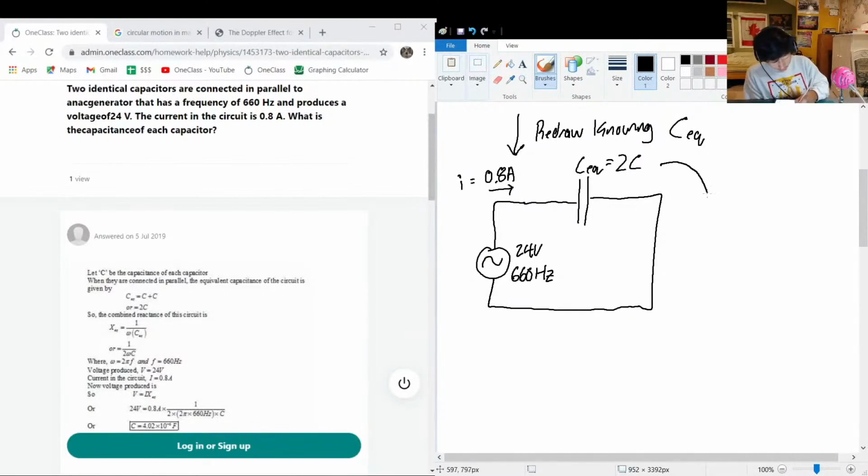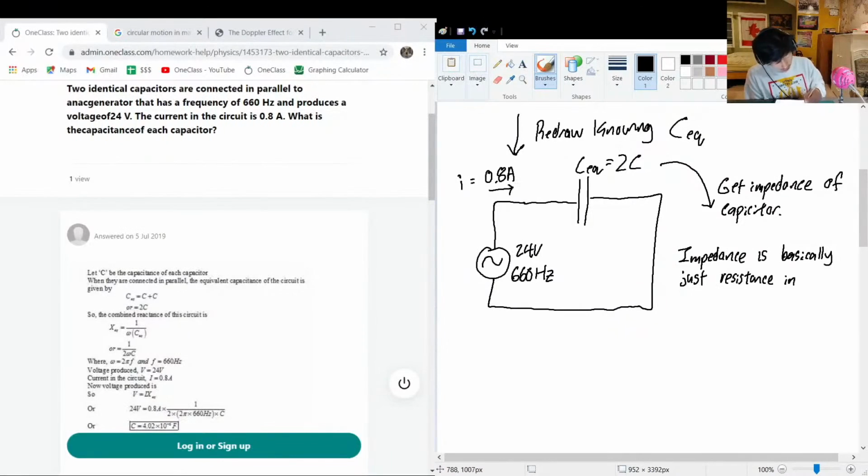So we need to get the impedance of the capacitor. And for those of you who are maybe unfamiliar with impedance, impedance is essentially like resistance but complex. So impedance is basically just resistance in complex form.